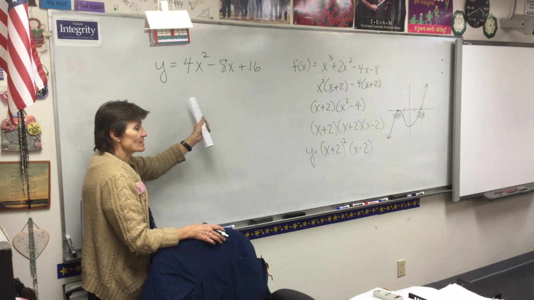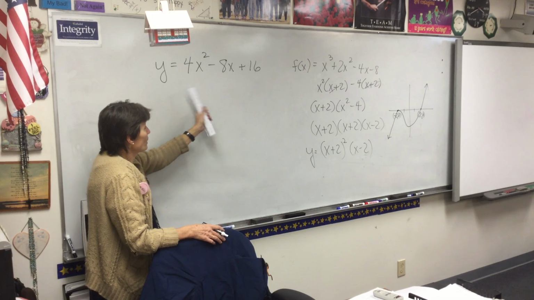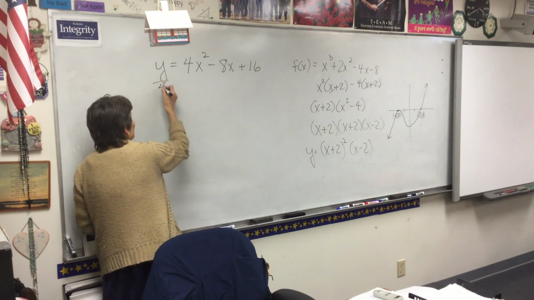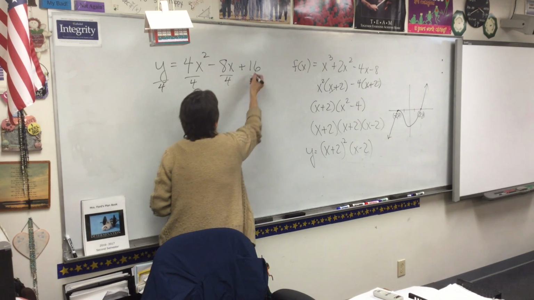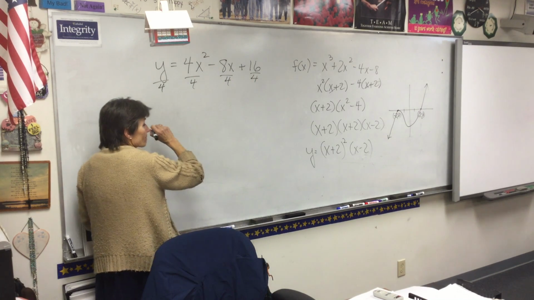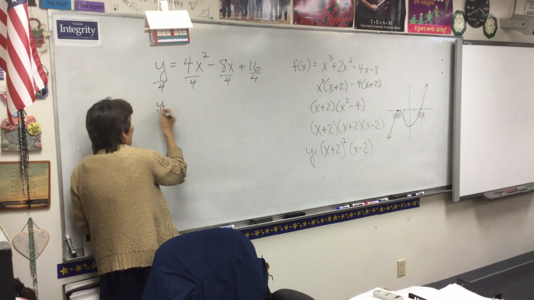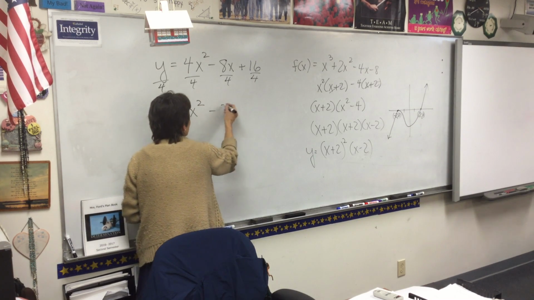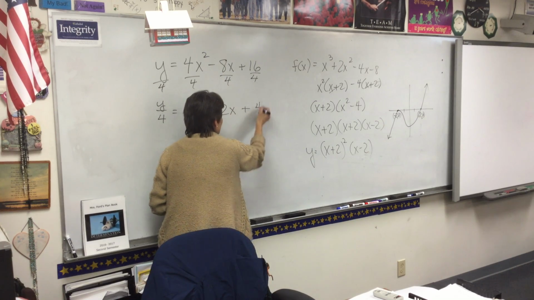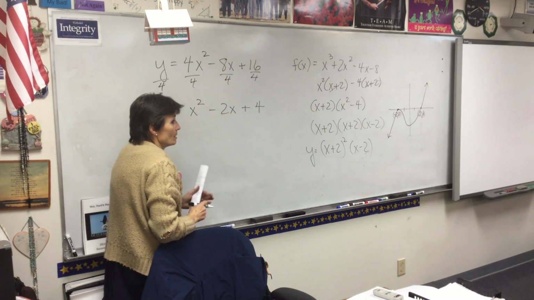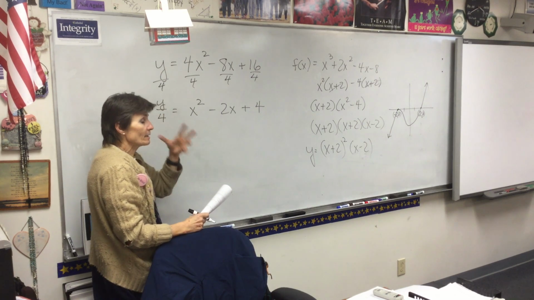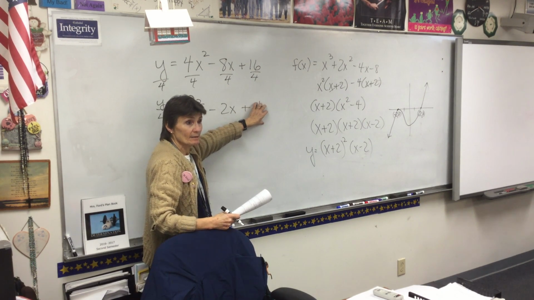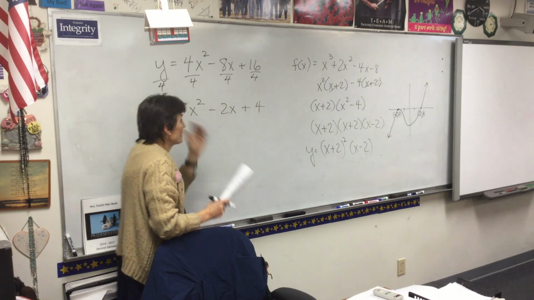He's already started, I haven't started yet. PJ, we're going to complete the square. So the first thing we're going to do is divide everything by 4. So we have y over 4 equals x squared minus 2x plus 4. Now remember, we're going to complete the square, so we got to figure out a new number to add. It's not 4, so we're going to get rid of that 4.